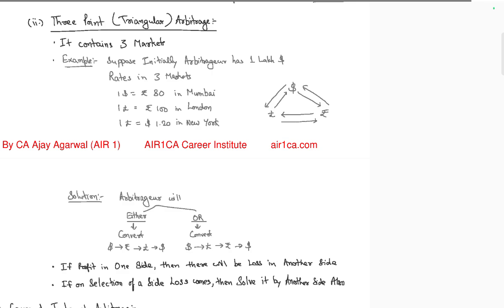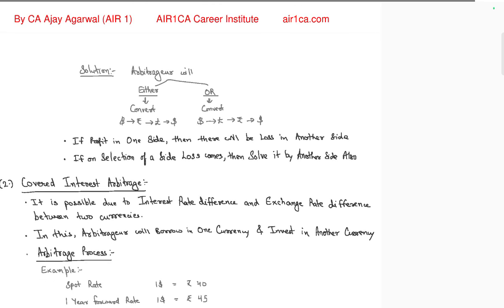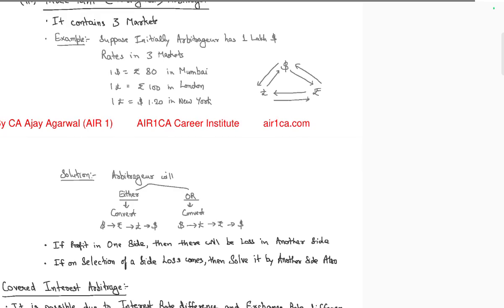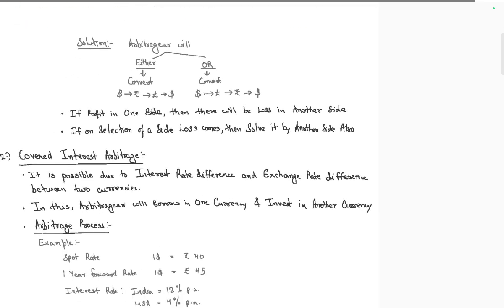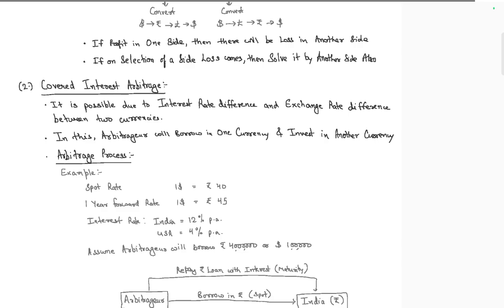Suppose the arbitrageur initially has 1 lakh and three markets. Dollar to rupee in Mumbai is 80, rupee to pound is 100, and pound to dollar in New York. The arbitrageur can convert in either direction: dollar to pound to rupee, or the reverse. If there is a profit on one side, there will be a loss on the other side. If the chosen side gives a loss, solve it for the other side also.